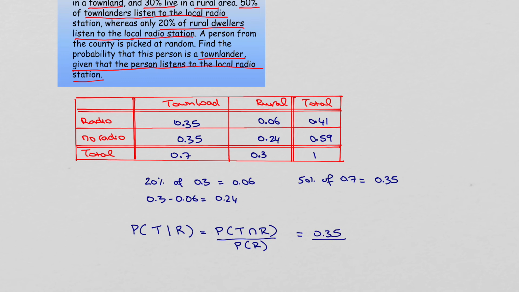Over the probability that they listen to the radio, well, my total percentage listening to the radio is 0.41. So therefore, the probability that the person selected is a townlander, given that they listen to the radio, is 0.8537.